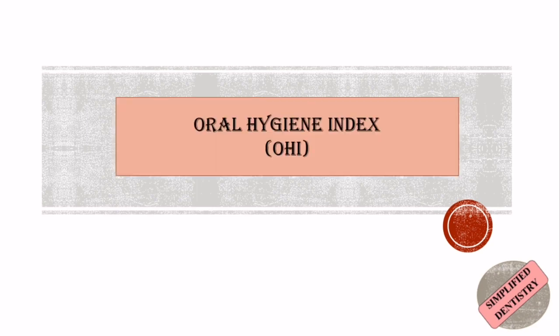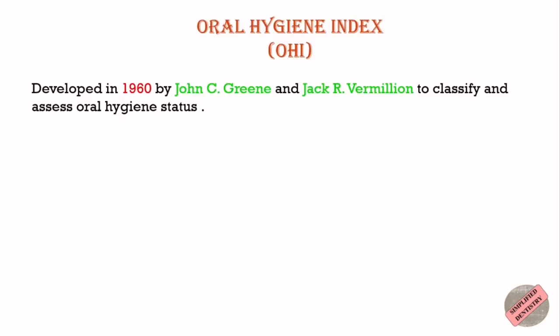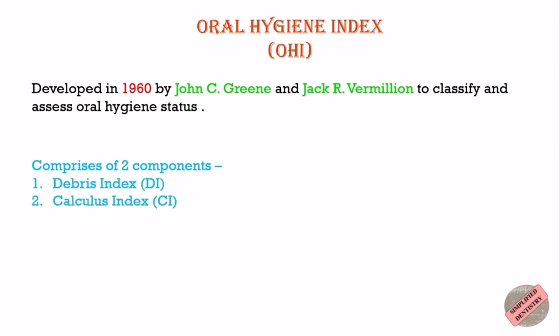So today let's have a look at the Oral Hygiene Index. The Oral Hygiene Index was developed in 1960 by John C. Greene and Jack R. Vermillion to classify and assess oral hygiene status. The Oral Hygiene Index comprises two components, which are the debris index and the calculus index.